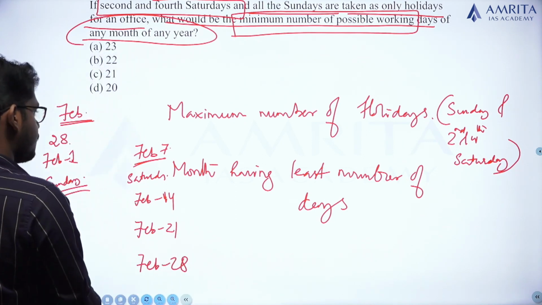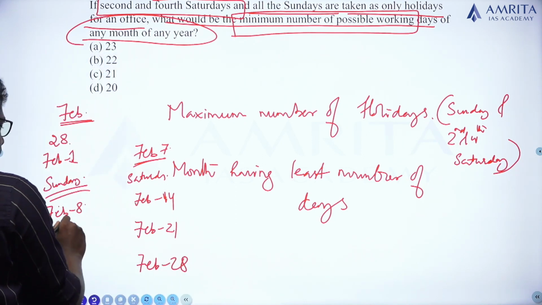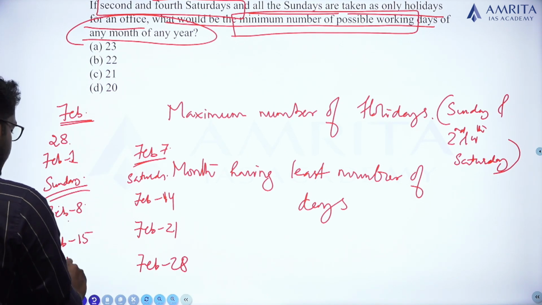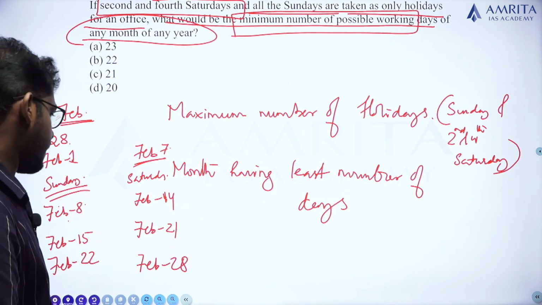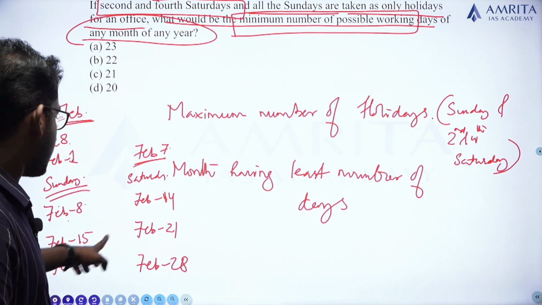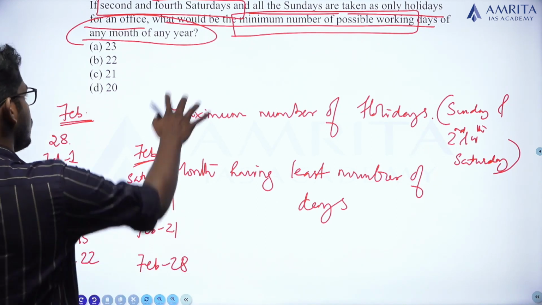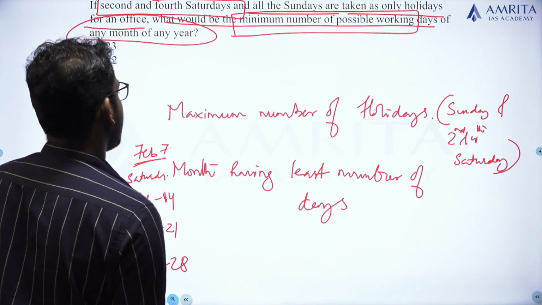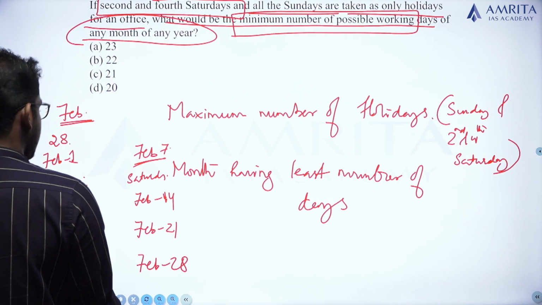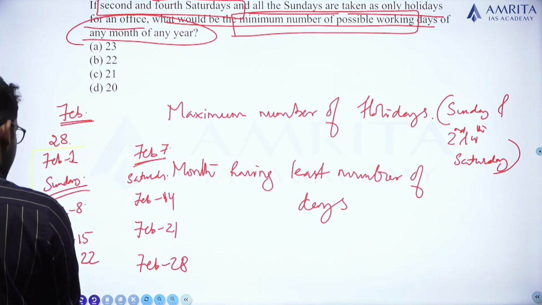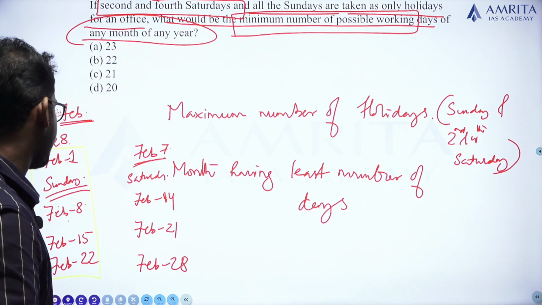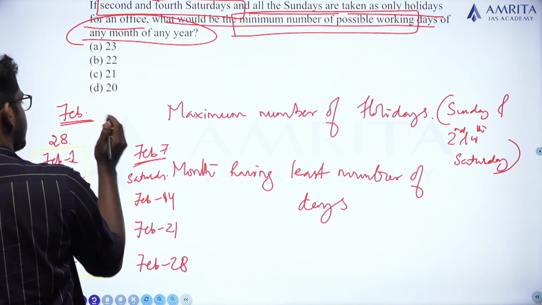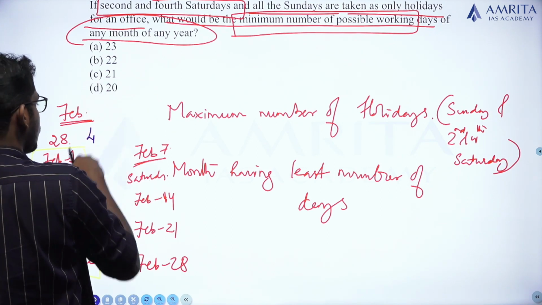Clear? Similarly, February 8 will fall on Sunday. February 15 will fall on Sunday. February 22 will fall on Sunday. So the question is, if the second and fourth Saturdays and all the Sundays are taken as holidays, then all the Sundays means February 1, February 8, February 15, and February 22 are holidays. So 4 holidays are here.